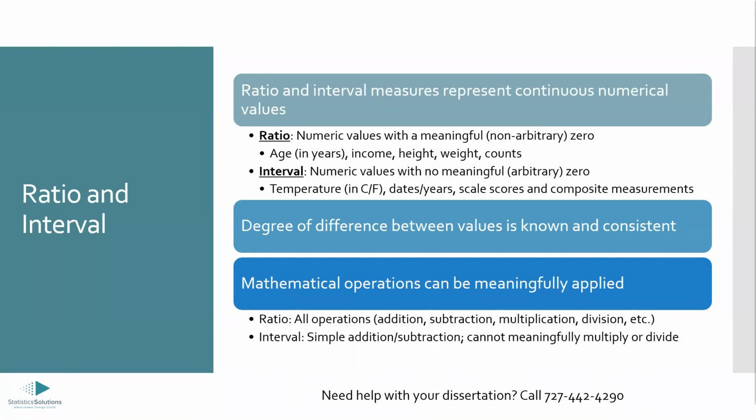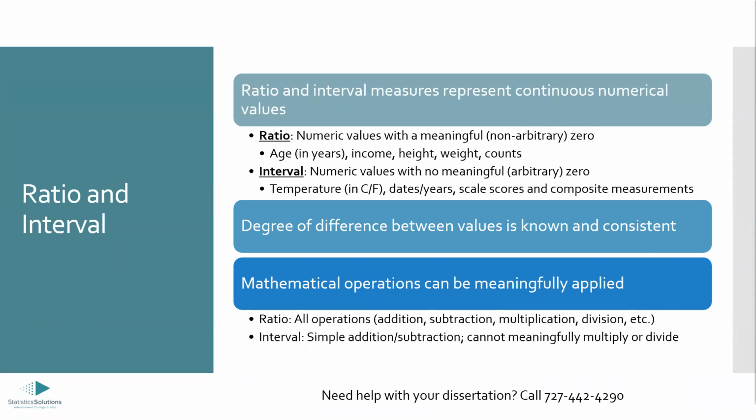So for ratio data, there is a non-arbitrary and meaningful 0 point. When we get up to interval data, it's very similar to ratio, but for interval data, the 0 point may be arbitrary or not meaningful. For instance, if you take something like temperature in Celsius or Fahrenheit, 0 degrees does not mean a complete absence of temperature. The 0 point for temperature in the Celsius and Fahrenheit scales is arbitrary.